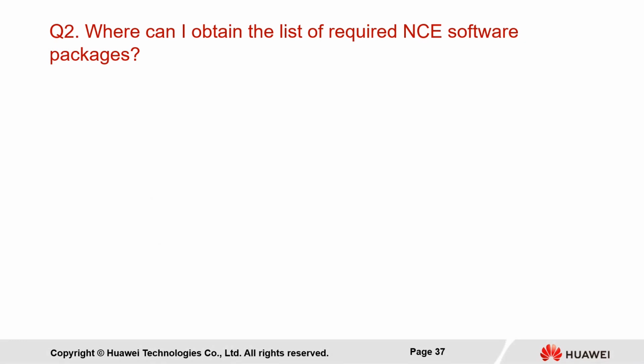Yeah, and question 2. Where can I obtain the list of required NCE software packages? So do you still remember the name of the tool? Yeah, EasyGet. I see someone saying it. EasyGet is very helpful because you can batch apply for documentation and batch download the software packages. If it's hard to pinpoint the documentation among a lot of documents, then EasyGet is going to be very helpful.